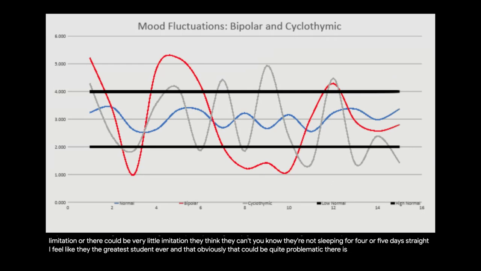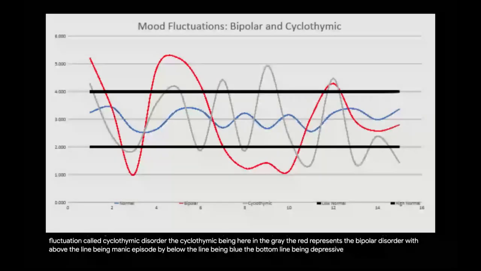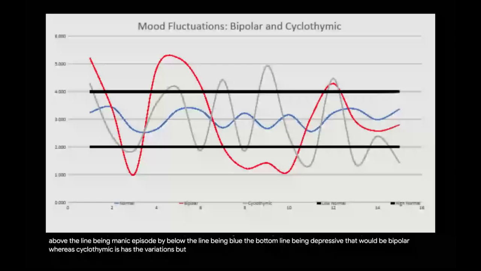There is another type of mood fluctuation called cyclothymic disorder. The cyclothymic is here in the gray. The red represents the bipolar disorder, with above the line being manic episodes and below the bottom line being depressive. That would be bipolar, whereas cyclothymic has the variations, but it's not quite as strong. So cyclothymic is kind of like, I don't want to say a lighter version of bipolar, but not quite as strong a polarity as bipolar disorder.